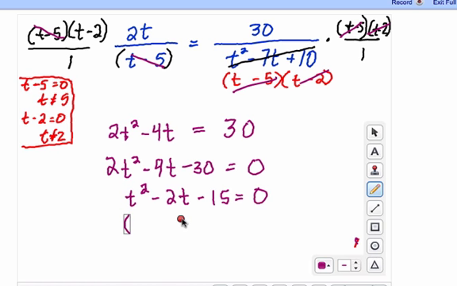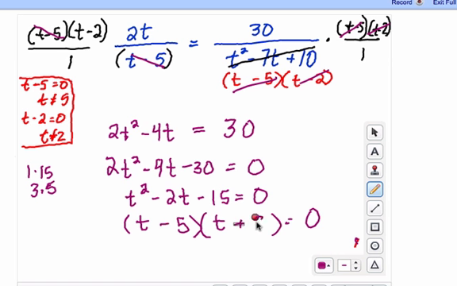What two numbers multiply to give you negative 15 but add to give you negative 2? So we have 1 times 15, 3 times 5. Good. So it's going to be a negative 5 and a positive 3. That multiplies to give you a negative 15. And then the middle terms give you a negative 5t and a positive 3t, which gives you negative 2t.